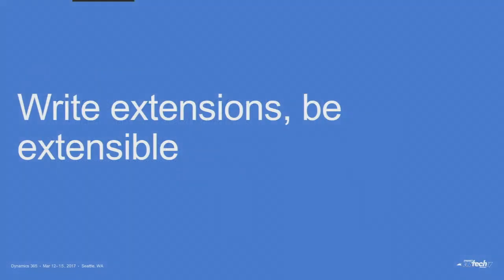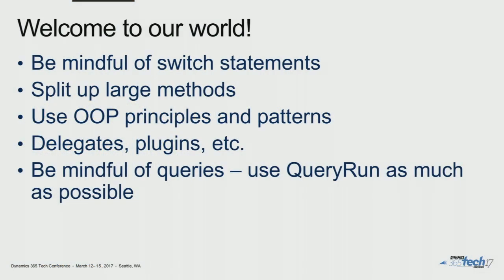All right. And then writing extensions. So one of the things, and I think, welcome to our world, right? If you're an ISV or a partner that is creating reusable IP, this is essentially what we're running into right now. How do we make sure that the consumers of our code, of your code, can extend yours as well?